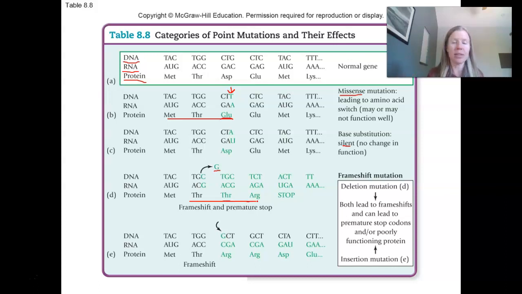Okay. So that protein's not going to work. And then sometimes it also leads to a premature stop codon. And so often this protein is way shorter, and it's not going to function. That can also happen from an insertion, right? Notice how we added an extra G here. And again, that changes the amino acids being put into the polypeptide.